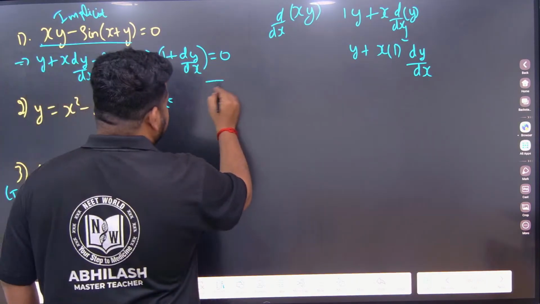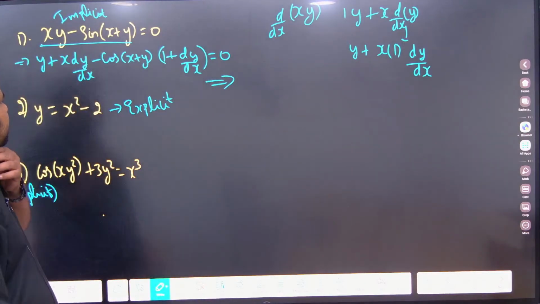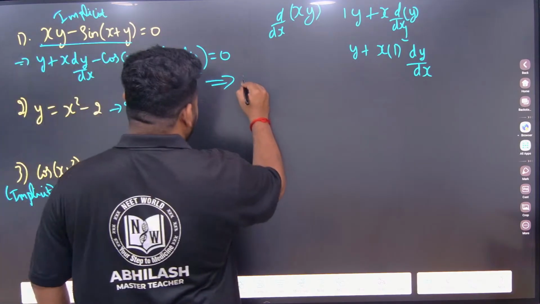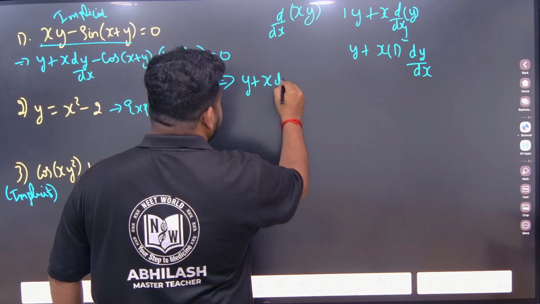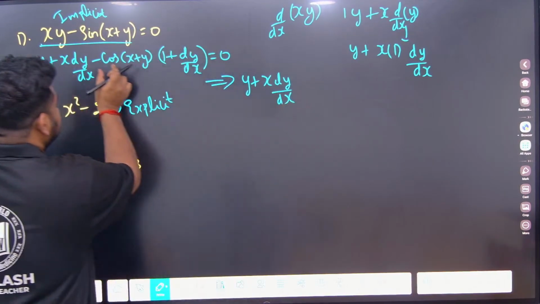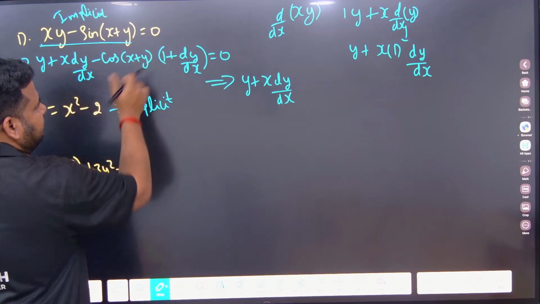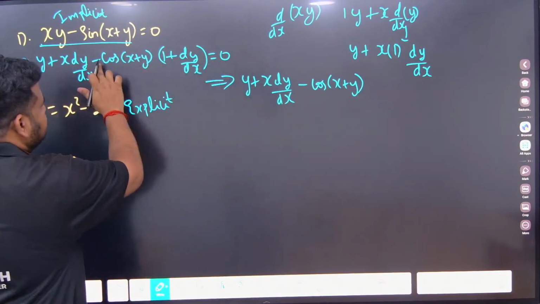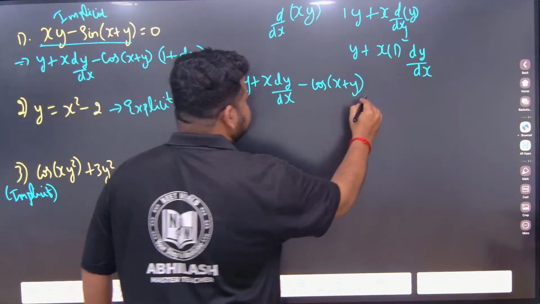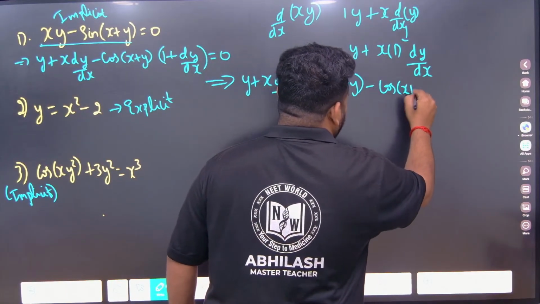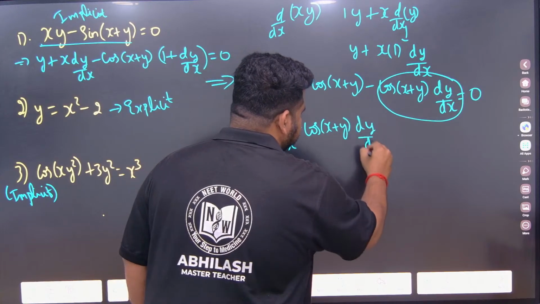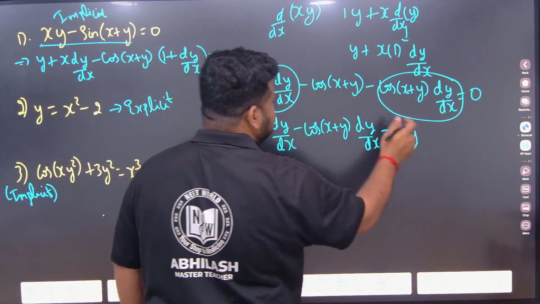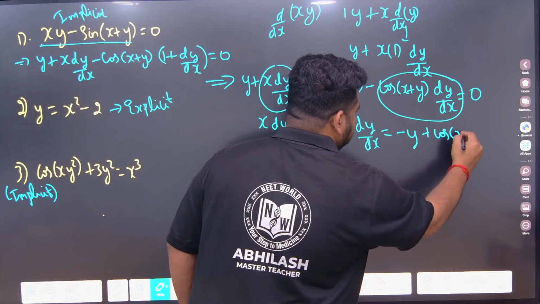Now let me continue here. Multiply with dy by dx; keep the dy by dx terms on one side. So this will become y plus x into dy by dx. Now, minus cos of x plus y into 1, so that will become minus cos of x plus y. Then minus cos of x plus y into dy by dx. Now if I bring this y to this side, it will become minus y. If I bring this minus cos of x plus y to this side, it will become plus cos of x plus y.